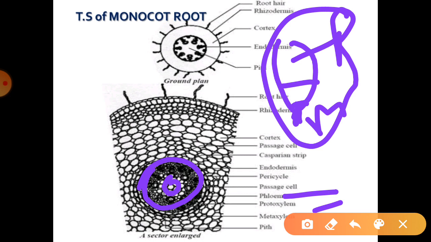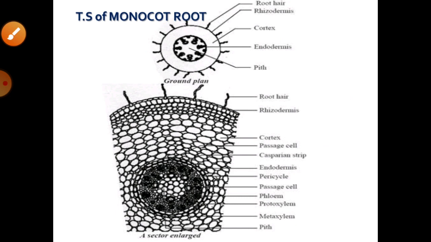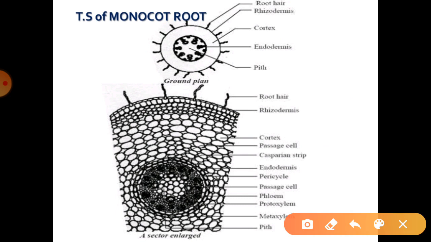In that particular condition we call it polyarch, and the protoxylem vessels are narrow while the metaxylem vessels are broader. In that condition, the xylem provides mechanical strength and helps in the conduction of water, minerals and salts from the soil through the roots to the plants.